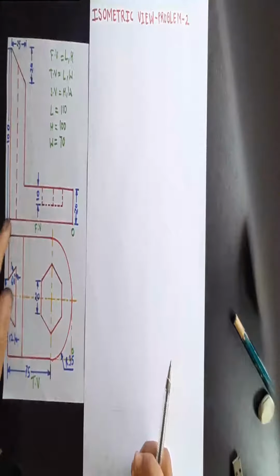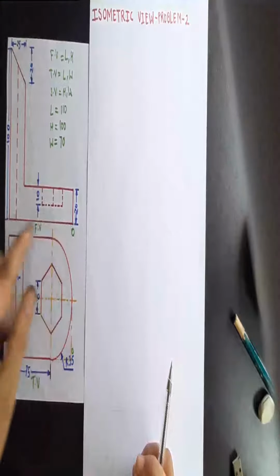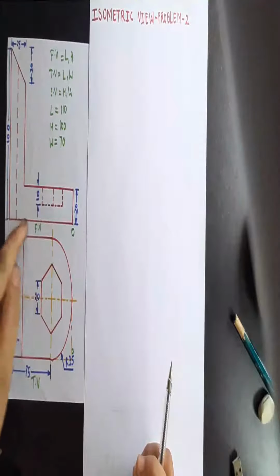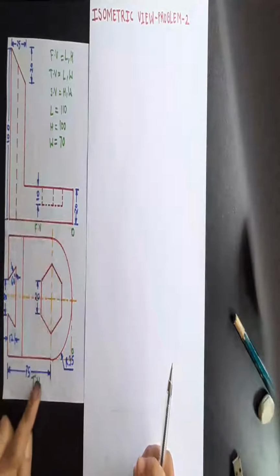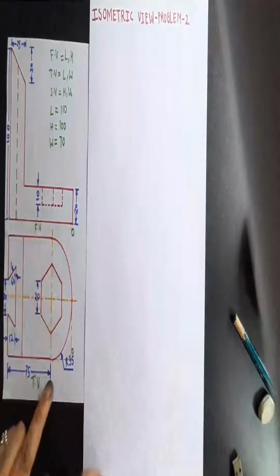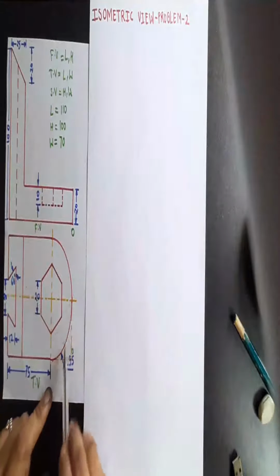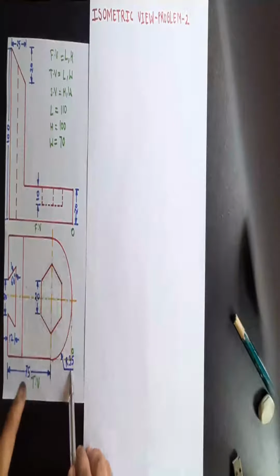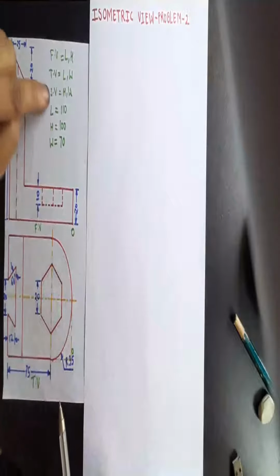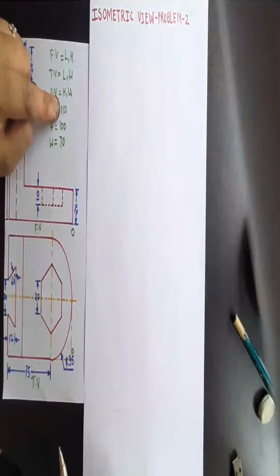Here you can see the length, normally we take it in the horizontal manner. So here length is not given, but if we see in the top view, this distance is 75 mm. But the object is still going forward. That is, this radius is given as 35 mm. Hence 75 plus 35. Hence the length will be 110.